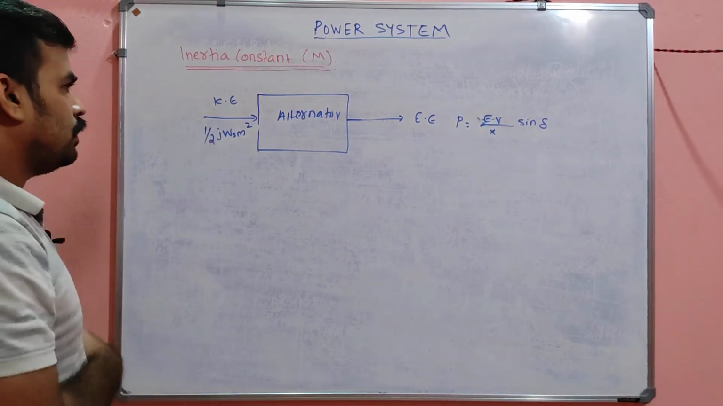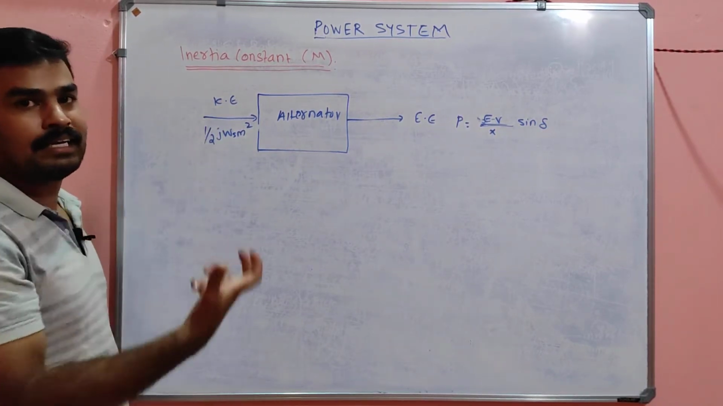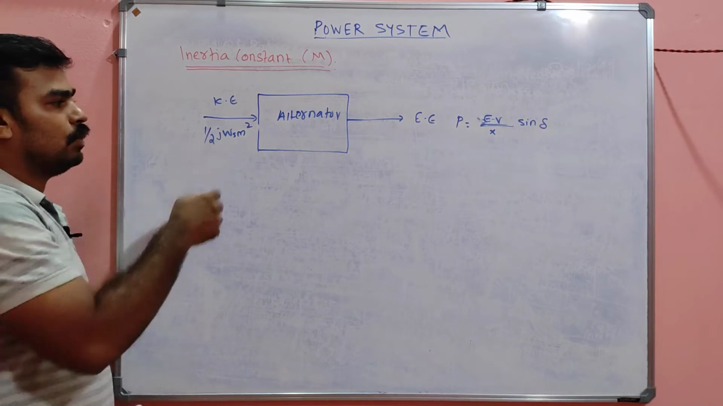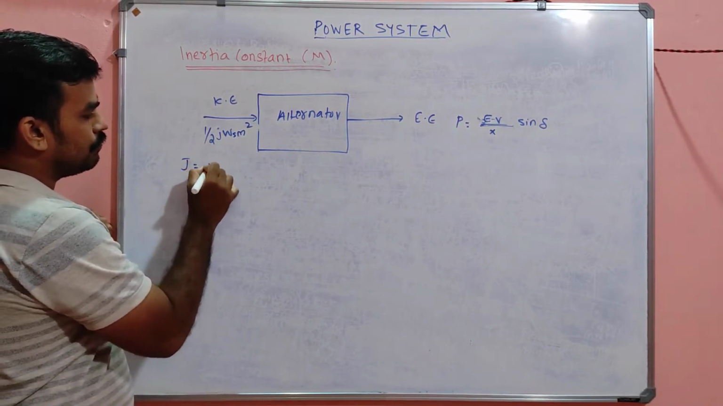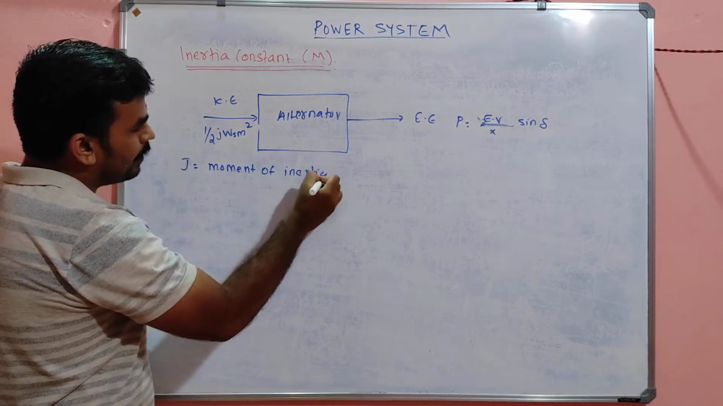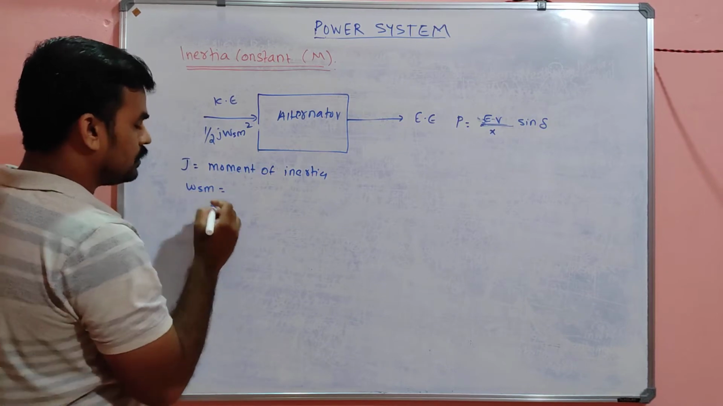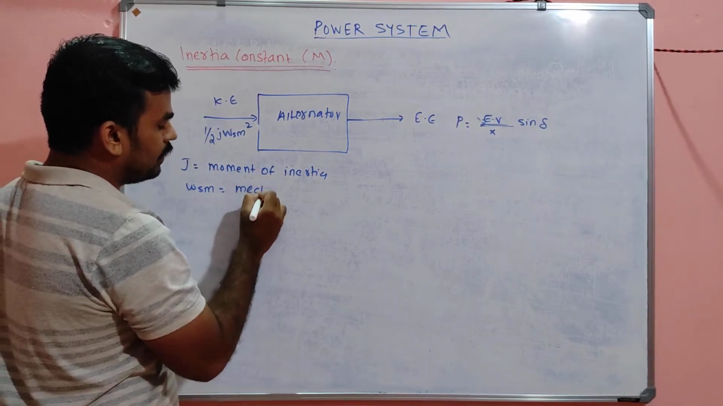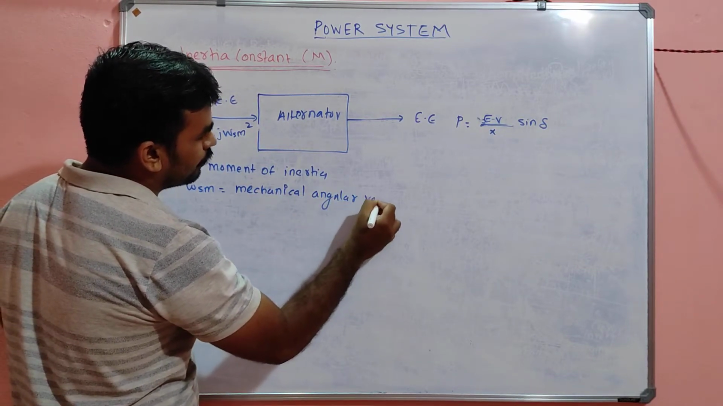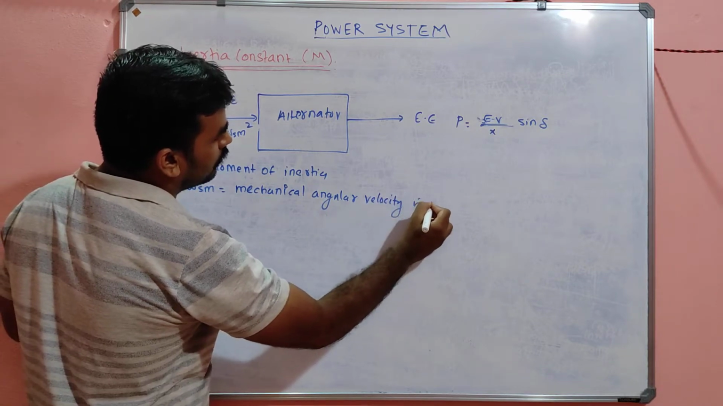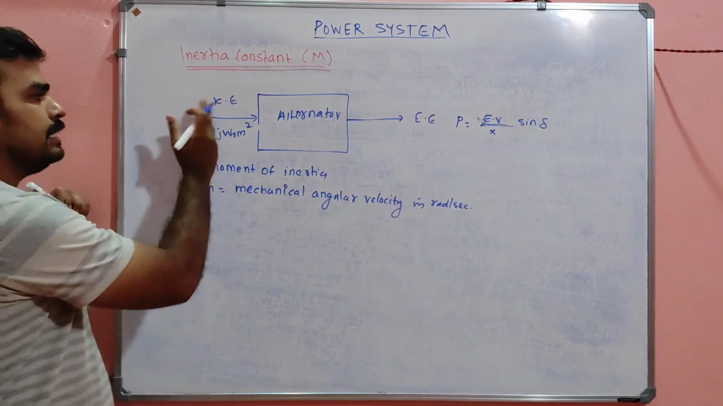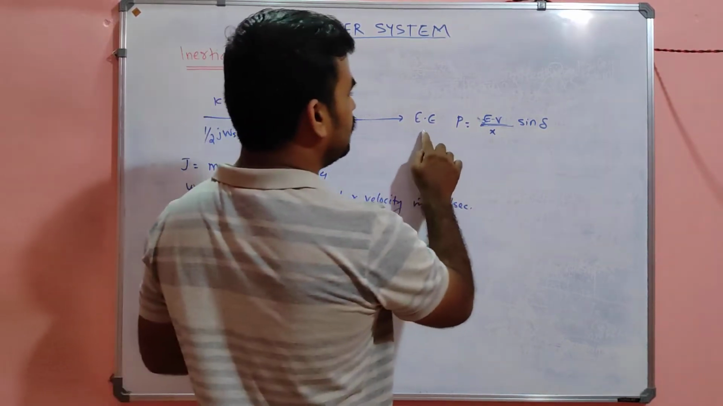So consider an alternator. The input is the mechanical energy, the mechanically rotating energy, which is half J omega Sm square, where J is the moment of inertia and omega Sm is the mechanical angular velocity in radian per second. This side is the mechanical term.